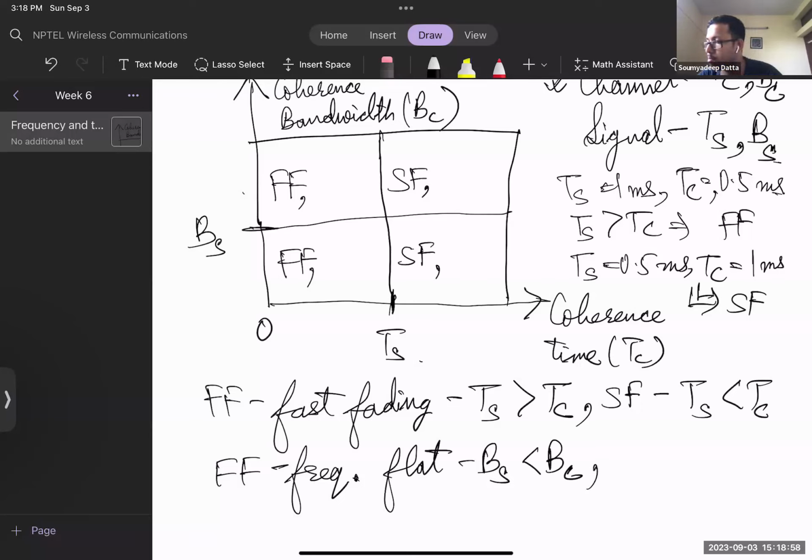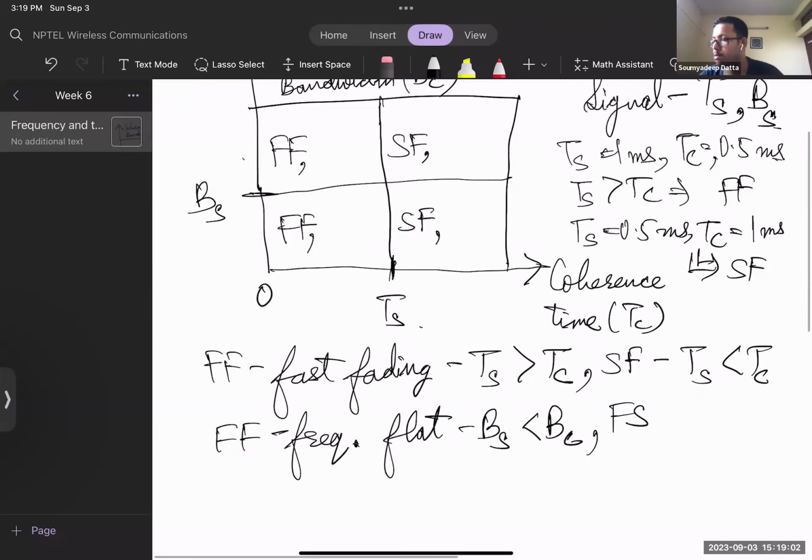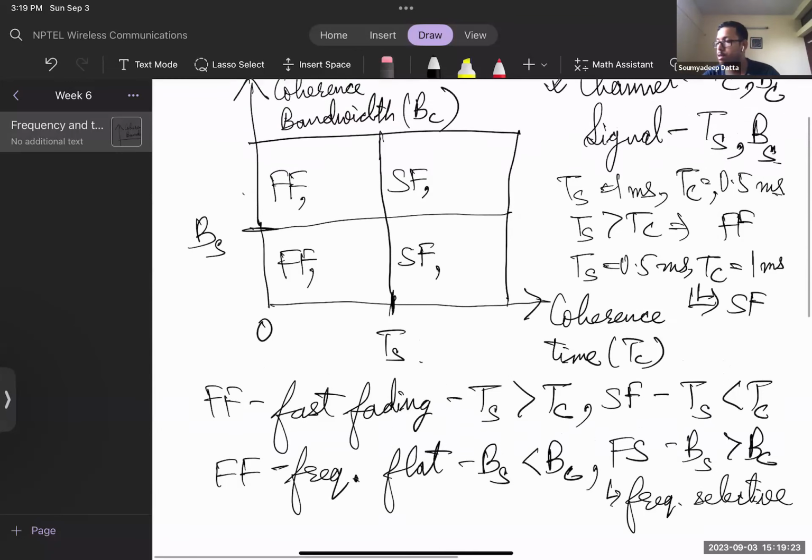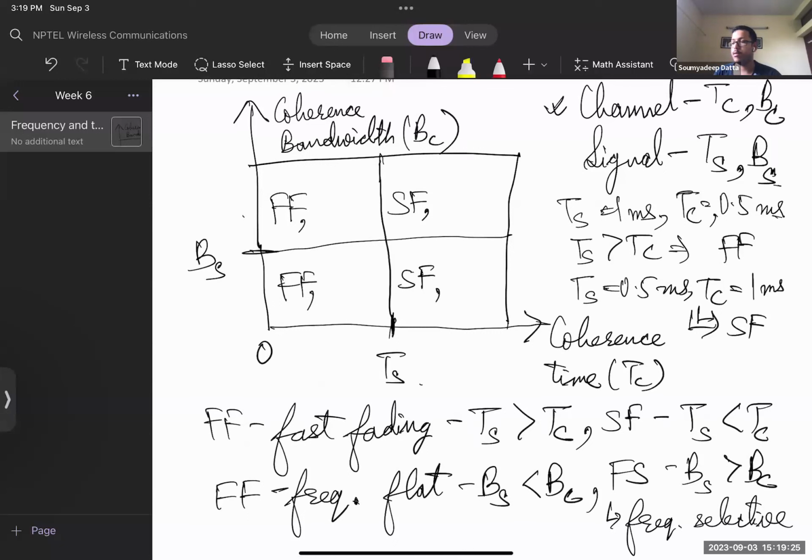And the other part is frequency selective. What do you mean by frequency selective? By frequency selective, you know that the signal that you are transmitting has a certain bandwidth, Bs, right?